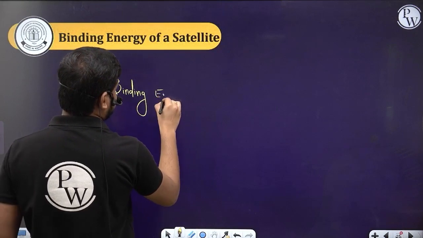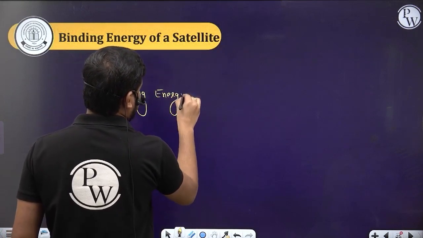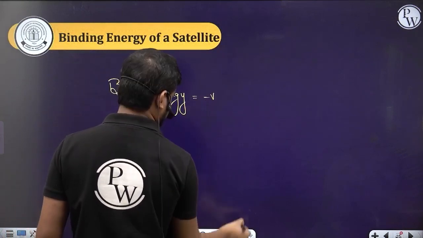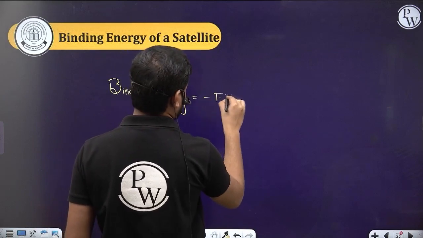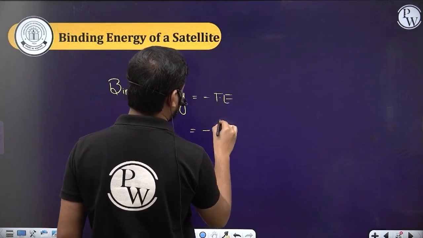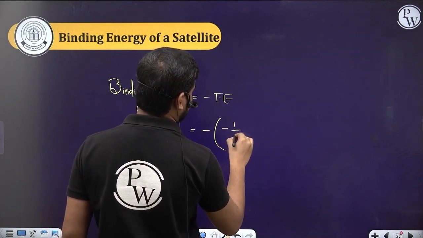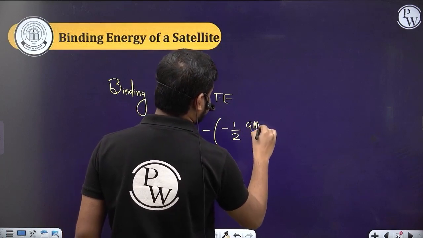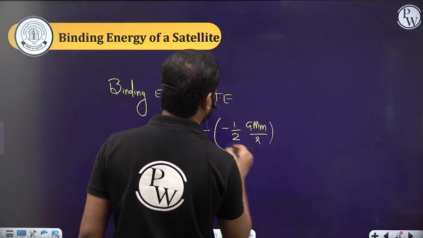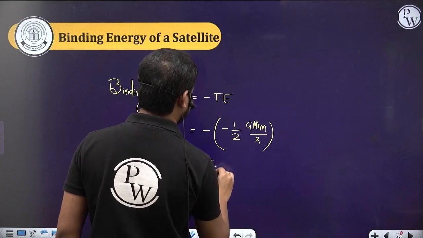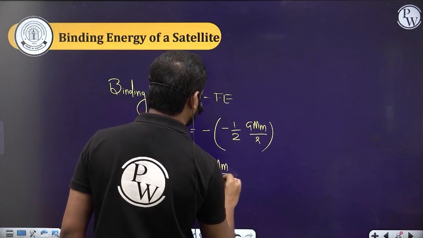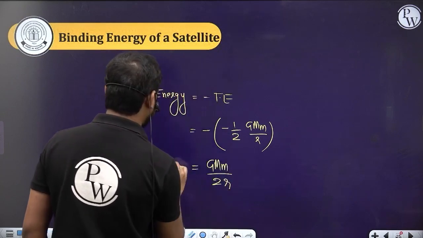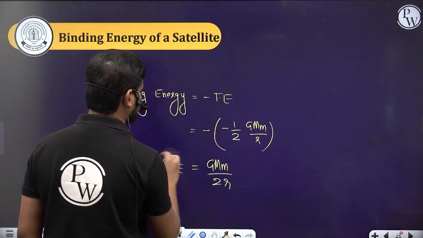is equal to the negative of the total energy. So which is minus of, what is the total energy? Minus 1 by 2 GMm by r, right? So minus of minus is plus, it will be GMm by 2r, which is the binding energy Be. Simply remember the formulas.